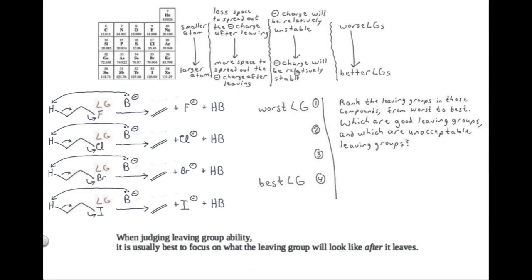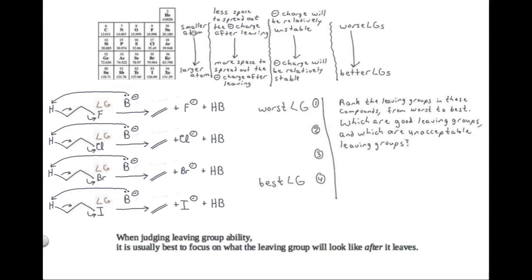Here's a summary of that logic. The largest atom will have the most space to spread out the negative formal charge that it gains after leaving. Therefore, its negative charge will be the most stable, and that means it'll be the easiest for the largest atom to leave in the first place.